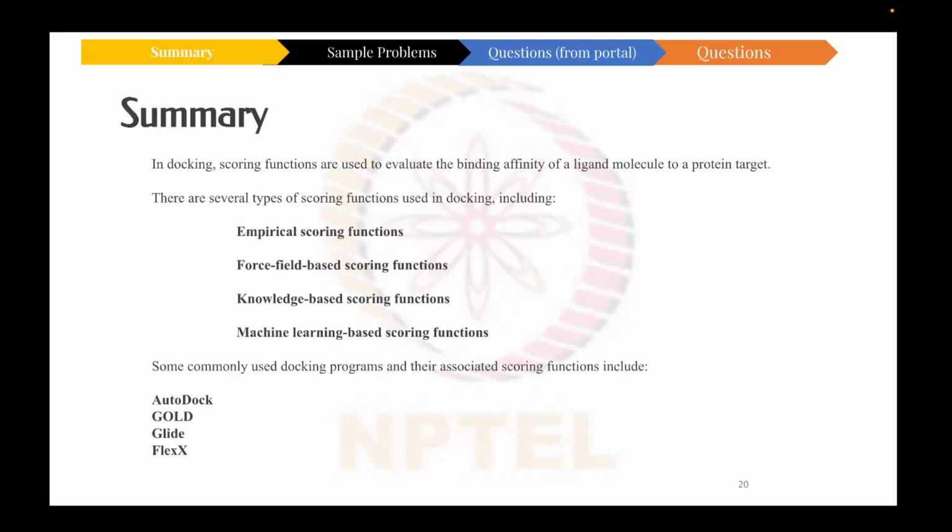In docking, scoring functions play a crucial role in assessing the binding affinity between a ligand molecule and a protein target. The primary objective of docking is to identify the most favorable conformation of the ligand within the protein binding site. And the scoring function offers a quantitative measure of the interaction strength between the ligand and the protein. So here I have listed some main classes of scoring functions used in docking, that is empirical scoring functions, force field based scoring functions, knowledge based scoring functions, and machine learning based scoring functions.